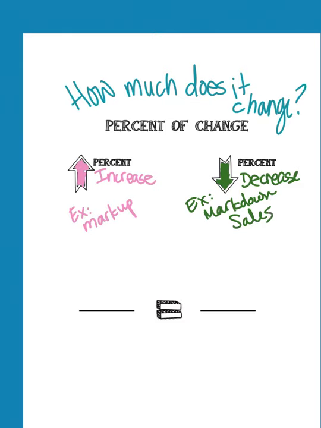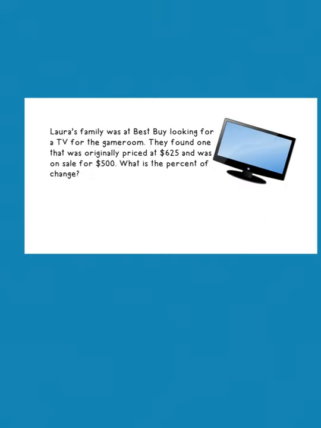Now we actually have a specific way to figure out what the percent of change is. We have a formula, a proportion we would set up. And that's going to be where we have change over original equals percent over 100. So change is referring to the amount that something changed over what it was originally. So let's do some examples so that this all makes sense.